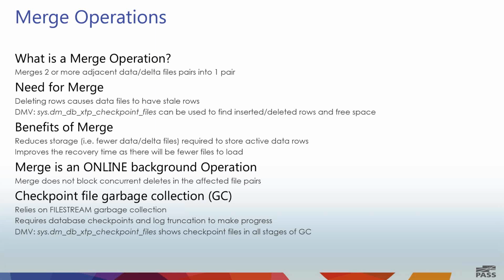Now a merge is a background operation, so it does not affect any ongoing workload. It does not block concurrent deletes in any of the affected file pairs, for example. We have then a notion also of checkpoint file garbage collection. You can imagine that you merge some files into a new file pair, but you still have the old files on disk, and we have a garbage collection process which then actually removes these files. Two things to keep in mind here is that this does rely on filestream garbage collection, and also it requires database checkpoints and log truncation to actually make progress.